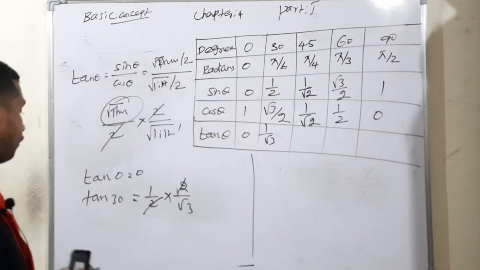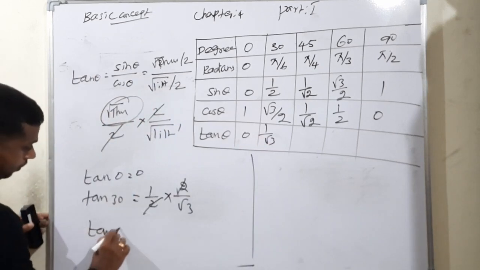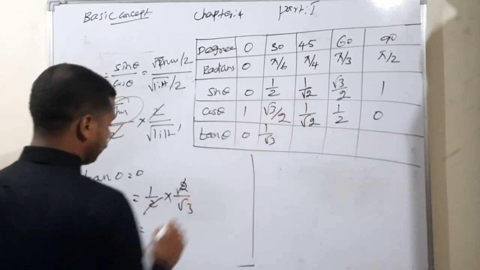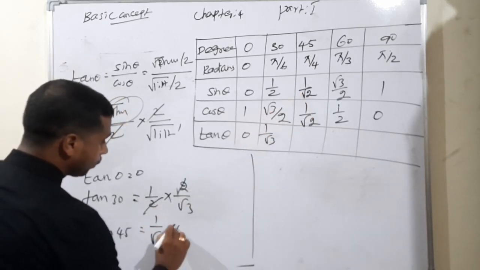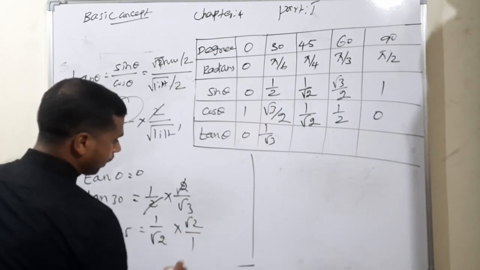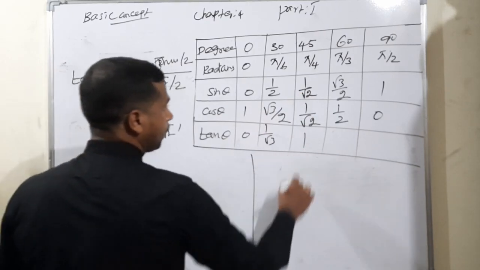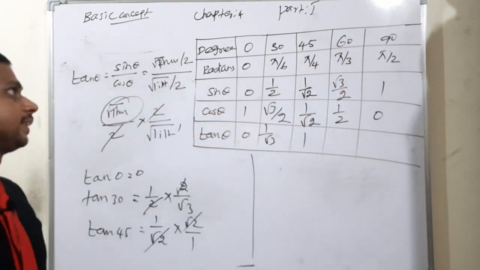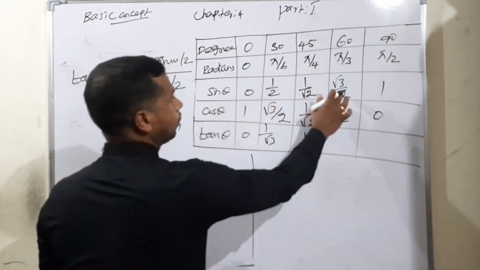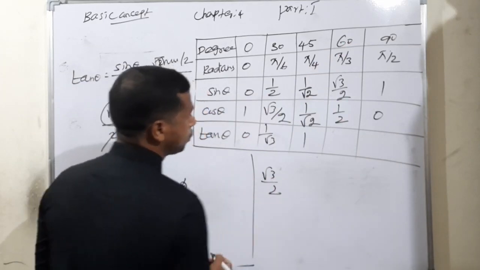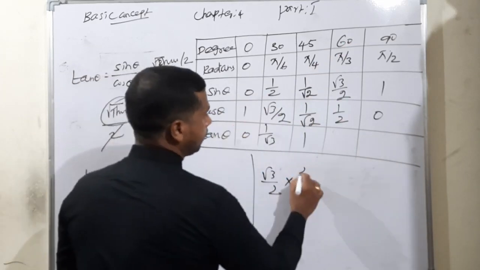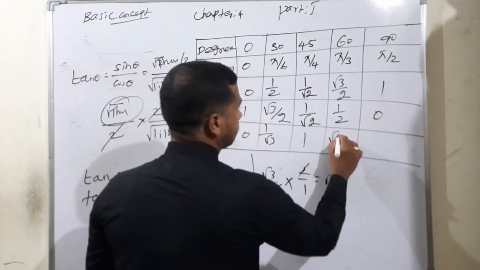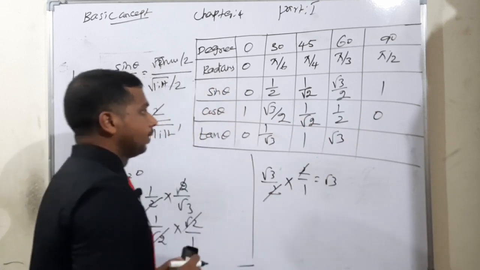Next one, tan 45. So, sin 45 divided by cos 45. Sin 45 is 1 by root 2 into root 2 divided by 1. The root 2s cancel, so tan 45 is equal to 1. Then tan 60 is equal to sin 60 divided by cos 60. Sin 60 is root 3 by 2 into cos 60 reciprocal, 2 by 1. So the 2s cancel, definitely root 3. Therefore tan 60 is equal to root 3, as well as tan 90.